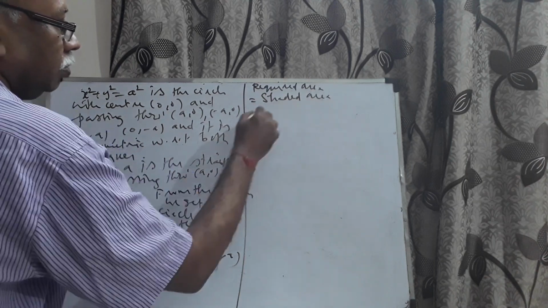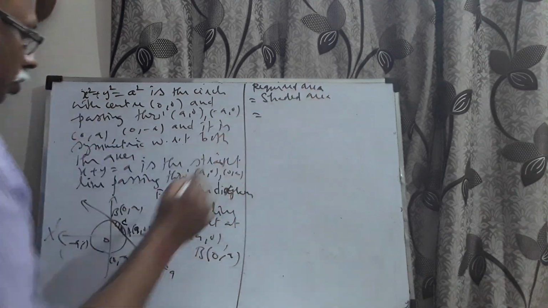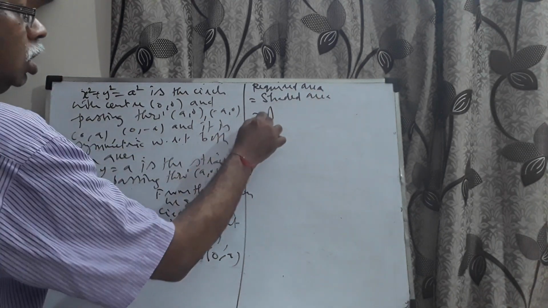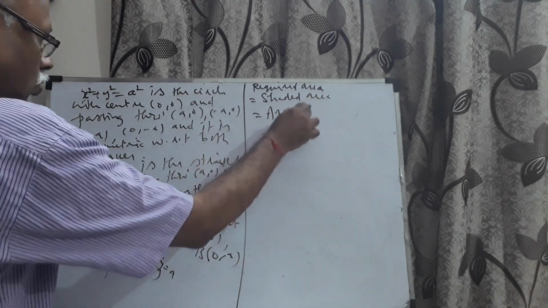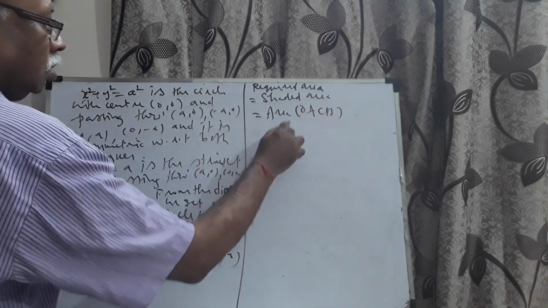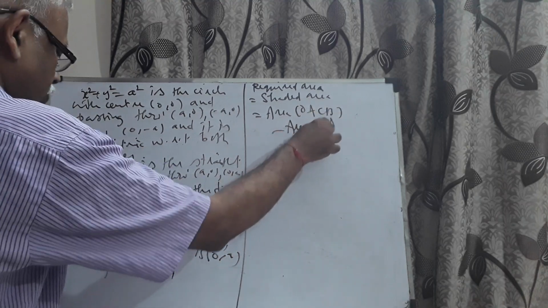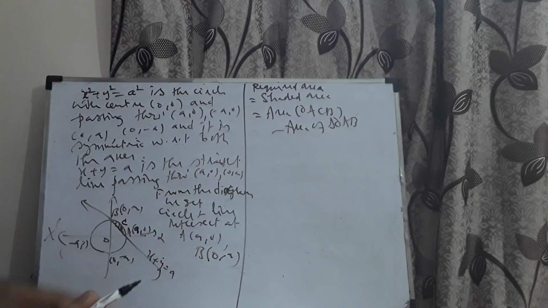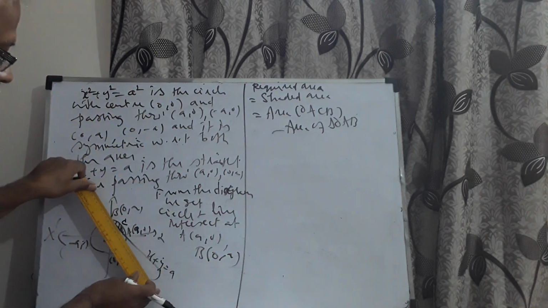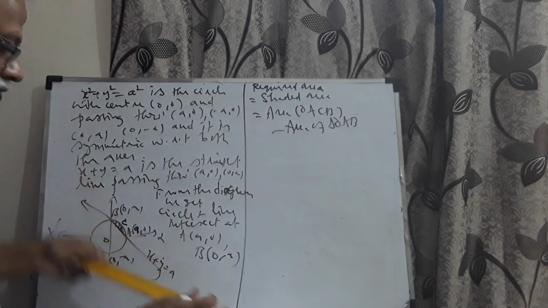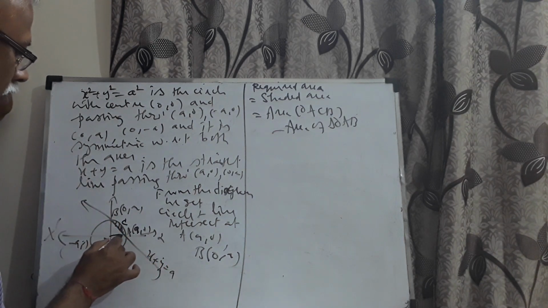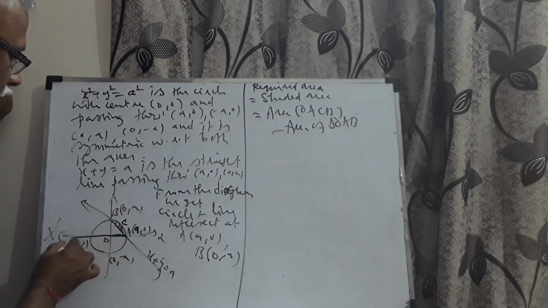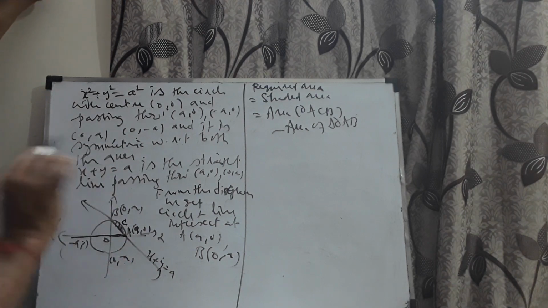See, you have to shade the portion, otherwise you will be losing step marks in the board exam. Now this is area OACB minus area of triangle OAB. That is area below the circle minus area below the straight line. Only for this part, I am not supposed to apply half into OA into OB. I should not apply that.